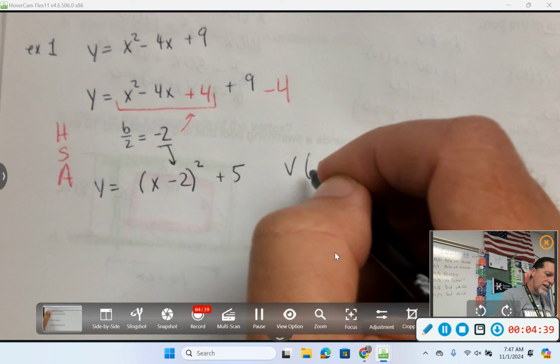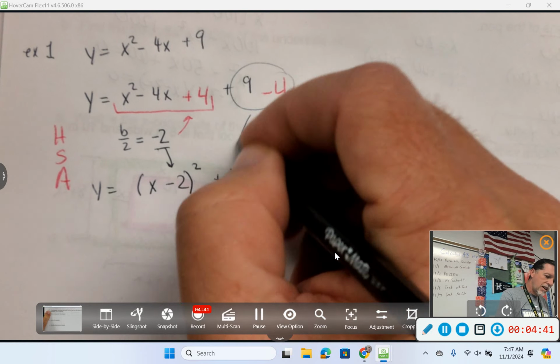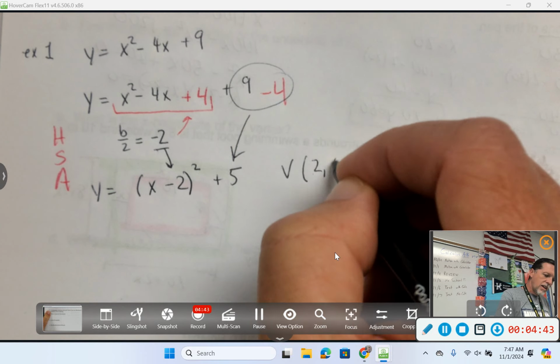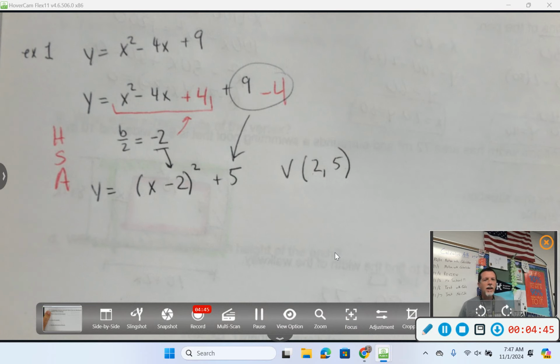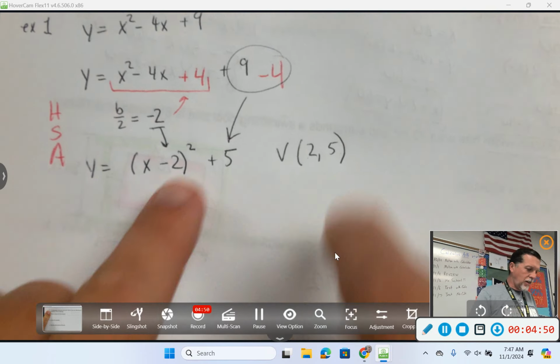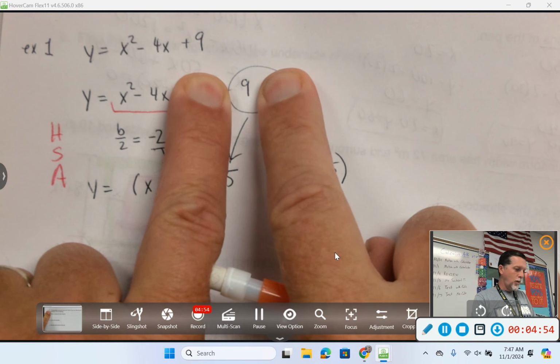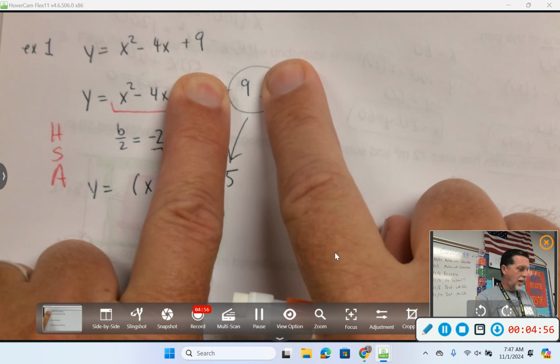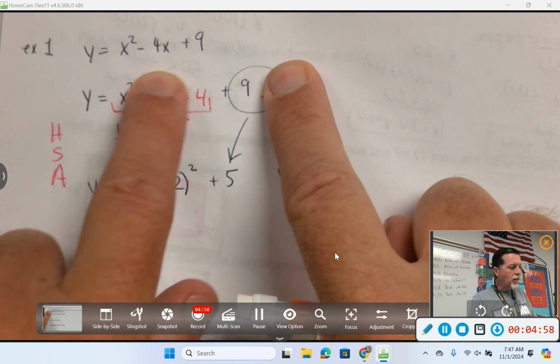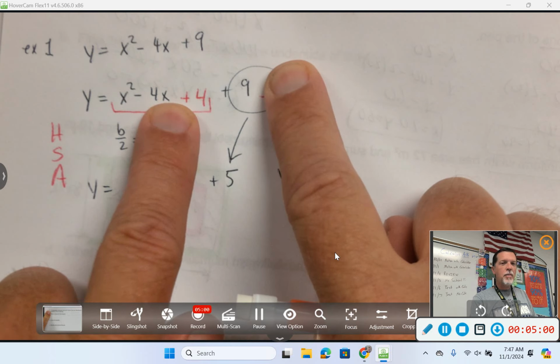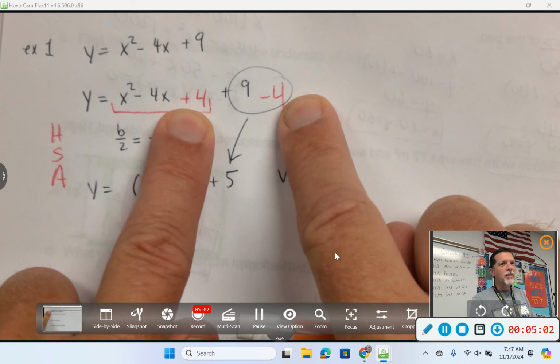Wait, what? If you want the 4s to cancel out, great, but then you're right back to where you started. You don't have vertex form, you have standard form. I put the plus 4 on there to make this part a perfect square. But if I put a plus 4, I also have to put a minus 4.